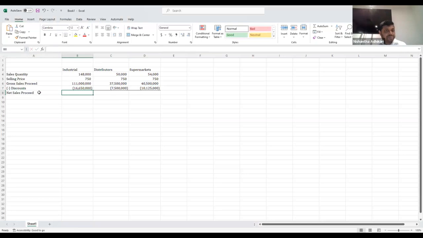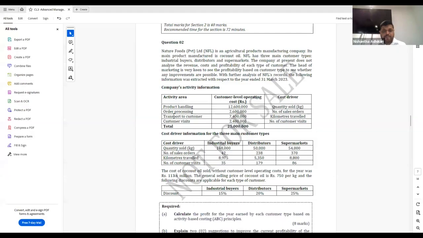Net sale proceed. If you look at the net sale proceed, these are the net sale proceed of each customer. Right. Now, out of that, you have to allocate activity cost. There are some activity costs given. You have to highlight what is the activity cost of each customer segment. Look at product handling based on quantity sold. I will take one and thereafter I will show you how it has been made. I will work out one.